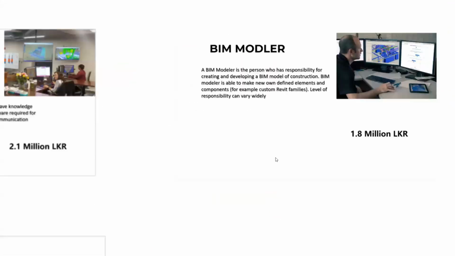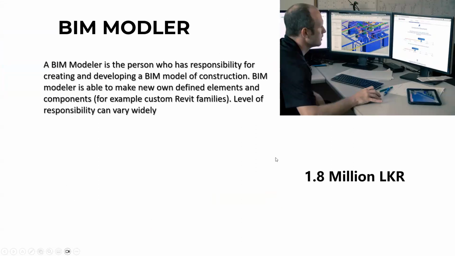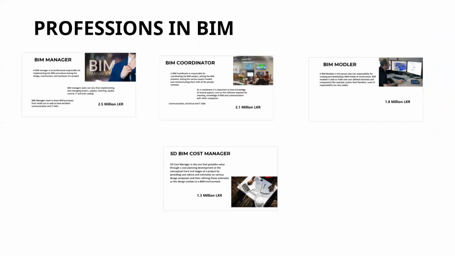Then BIM modeler. Okay, so this is a trending job nowadays. If you want to become a BIM modeler, you have to have a very good understanding about software like Revit and ArchiCAD. Then you have to have an understanding about basic engineering. If you want to become a MEP modeler, you have to have an understanding about MEP arrangements. Okay, then you can become a BIM modeler. Salary range is 1.8 million LKR.